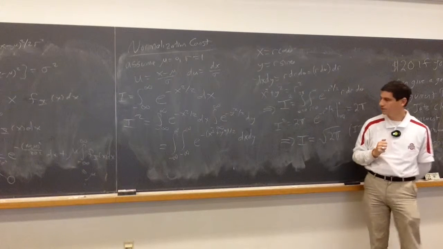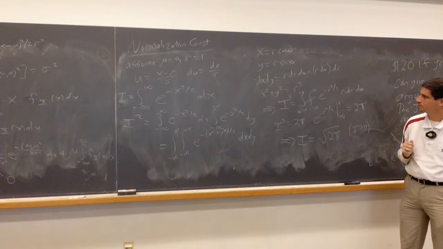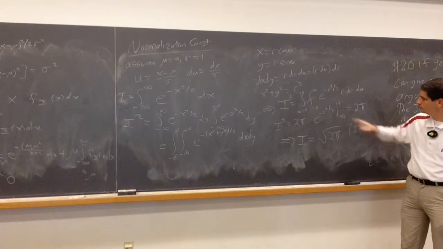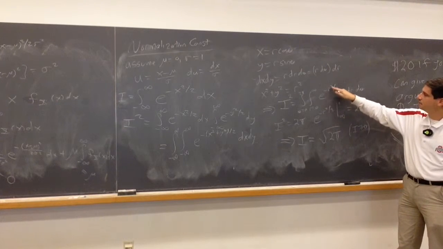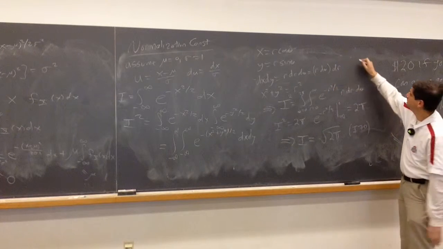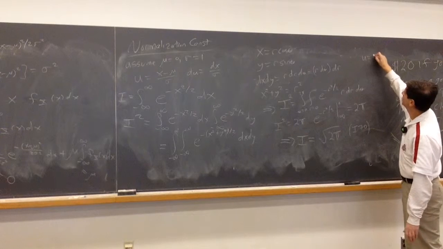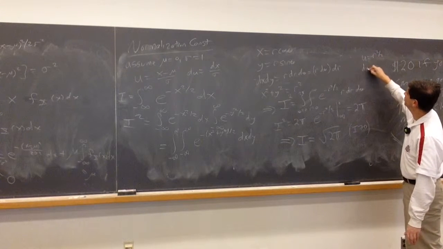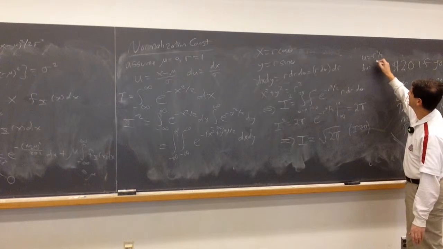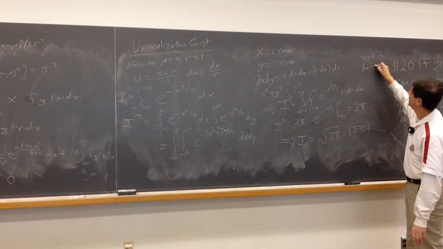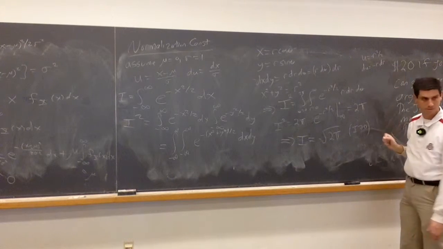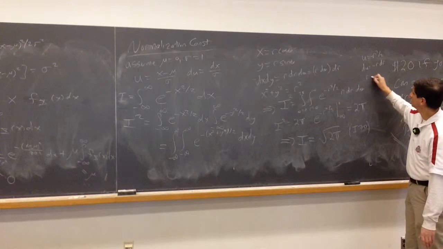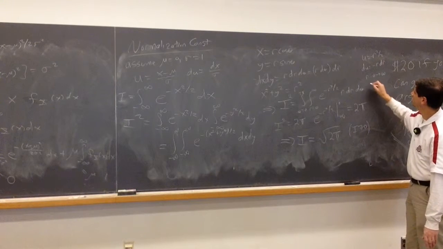Yes? Why did we change infinity to 0? Like 0 and infinity? Because we have an e to the negative r squared over 2. So if we let u equal negative r squared over 2, du is going to become negative r dr. And now as r goes from 0 to infinity, what's the range of u?